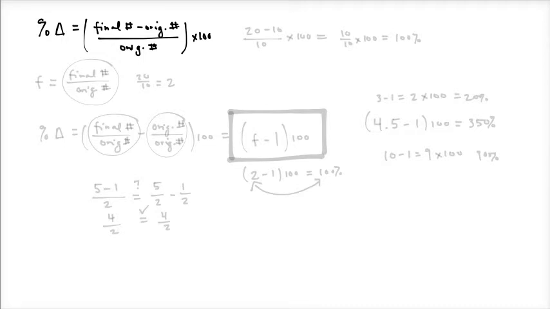So let's just do an example to see whether that makes sense. Let's say you went from 10 to 20. So 20 would be your final number. You subtract your original number and then divide by the original number, and you multiply by 100. And as you can see, that's 10 over 10 times 100, which is just 100. So that's a 100% increase.